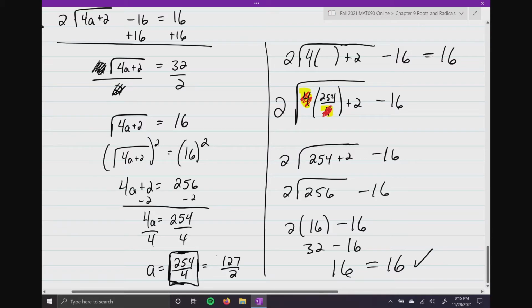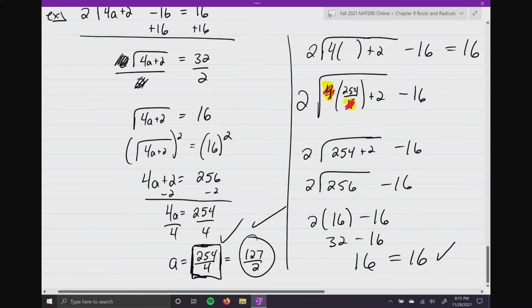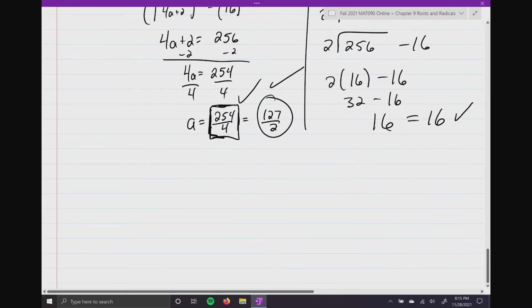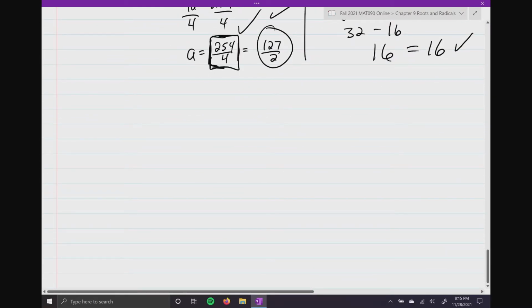So I know they're good answers. 254 over 4 reduces down into 127 over 2. So, hey, I'm sorry, it's not the prettiest answer out there, but it's the correct solution. So now what I want to do is just transition, because sometimes you may run into this situation right here, okay? You may run into this.